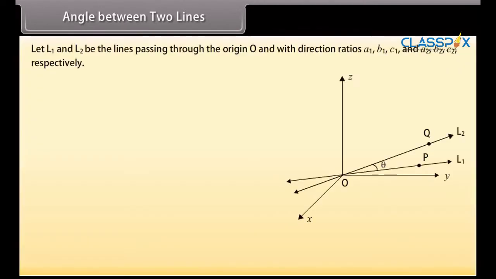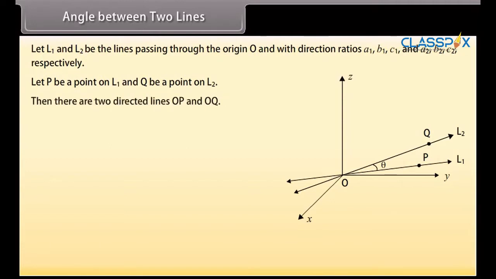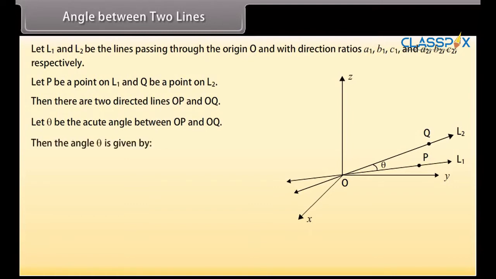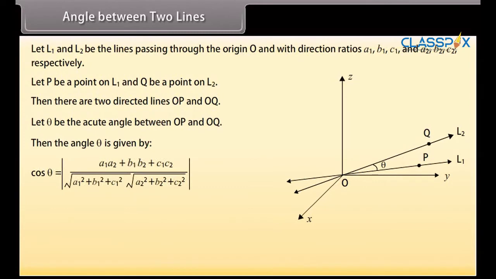Angle between two lines. Let L1 and L2 be the lines passing through the origin O and with direction ratios a1, b1, c1 and a2, b2, c2 respectively. Let P be a point on L1 and Q be a point on L2. Then there are two directed lines, OP and OQ. Let theta be the acute angle between OP and OQ. Then cos theta equals the modulus of a1 a2 plus b1 b2 plus c1 c2, divided by the square root of a1 square plus b1 square plus c1 square into the square root of a2 square plus b2 square plus c2 square.